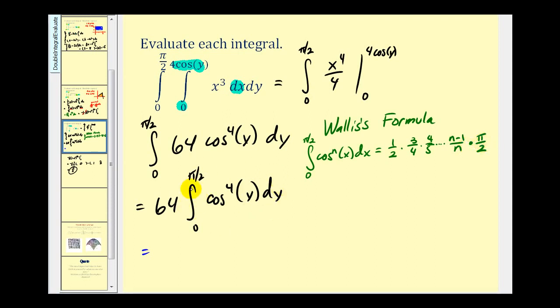So for our integral, we have n equal to 4. So we're going to have 64 times 1/2 times 3/4. And now we're going to stop because if n is 4, the last fraction would be n minus 1 over n, or 3/4, and then times pi over 2. And this simplifies very nicely because 2 times 4 times 2, that'd be 16. And there are 4 factors of 16 in 64. So we're left with 4 times 3 times pi, or 12 pi.